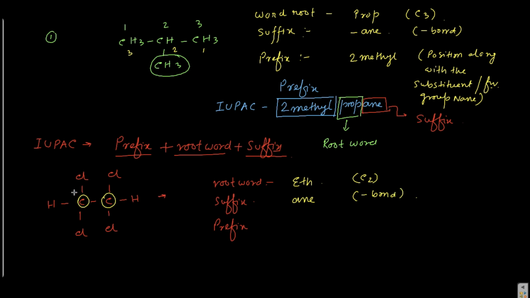What is the substituent? Chloro. What is the position? Whether you number 1, 2 or 1, 2, whatever it is, it is a symmetrical compound, so the prefix is 1,1,2,2-tetrachloro. In 1 and 2 there are 2 chlorines, and again in 1 and 2 there are 2 chlorines, so 4 chlorines are there, that's why it is called 1,1,2,2-tetrachloro. Okay, so the IUPAC name is 1,1,2,2-tetrachloroethane.